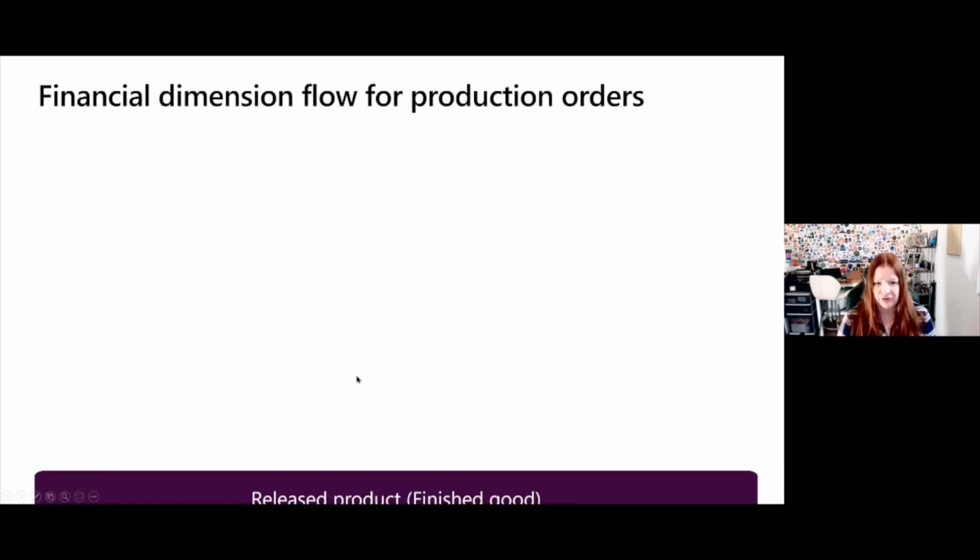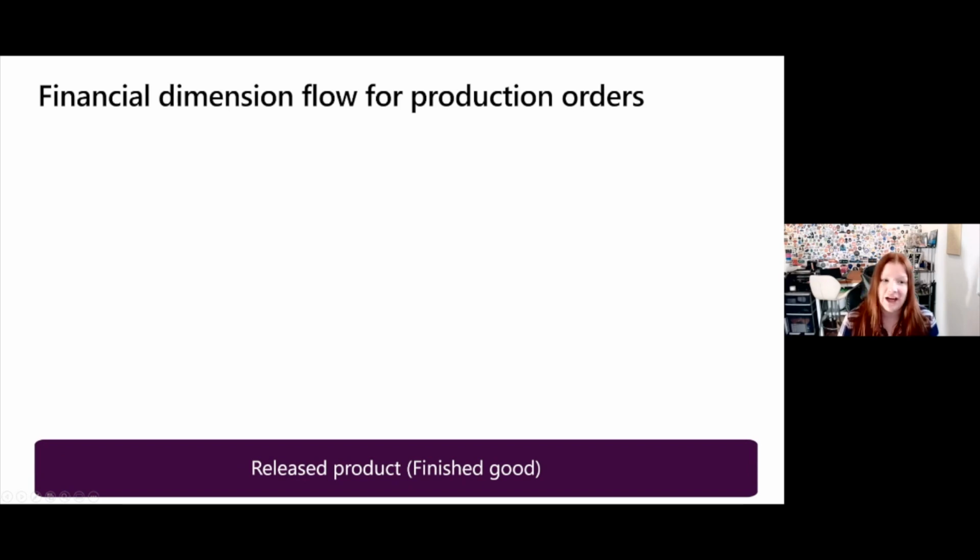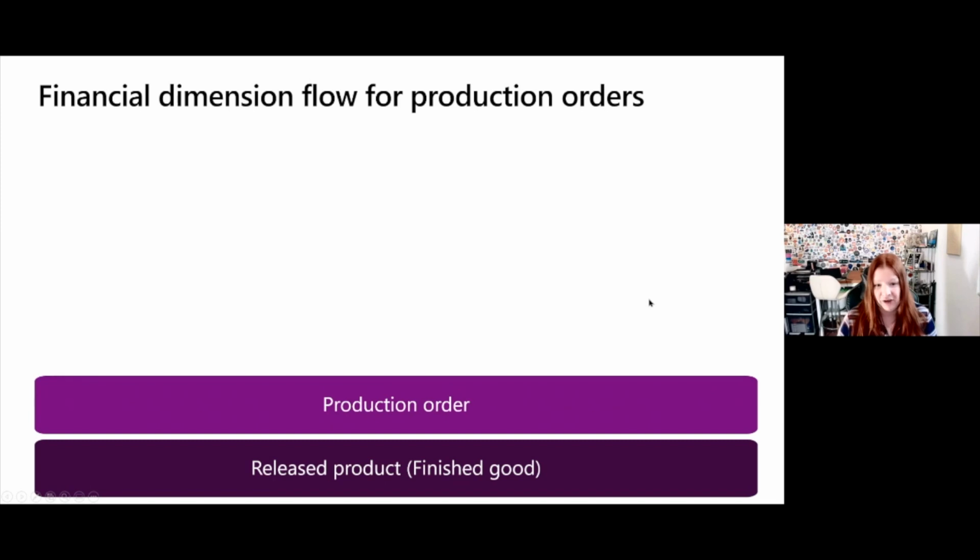I've put together a reference that you can use to help understand the flow of financial dimensions through a production order. The flow will start at the bottom and work its way to the top of the diagram. When you create a new production order, the system will use the financial dimensions that you specify on the release product for the finished good. The dimension that you specify on the release product can be found on the Financial Dimensions Fast tab of the production order. You can override this value on a specific production order if required.